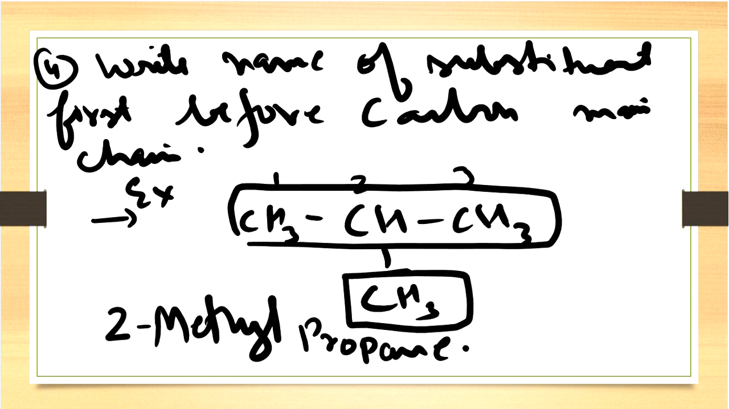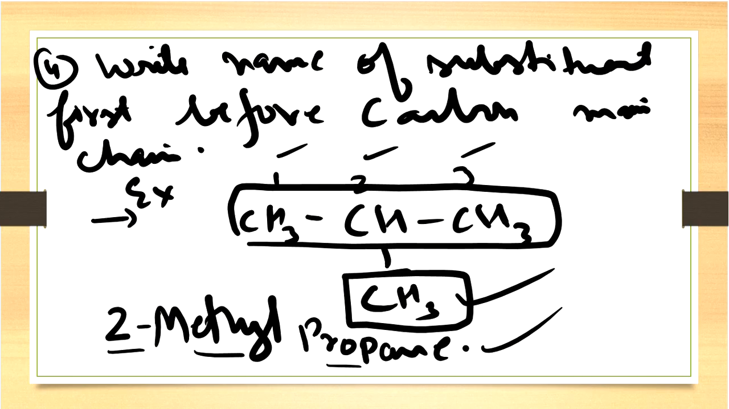Got it? Next, the fourth rule: name the substituent first, before the main carbon chain. Here see the example: CH3 is the substituent, so I have written the substituent name first, 2-methyl, and 3 carbons are there, 1, 2, 3, so prop, and a single bond is there, so 2-methylpropane.